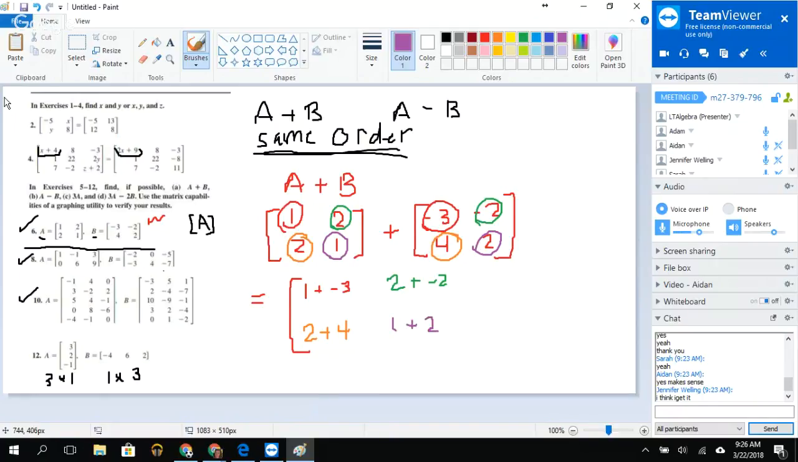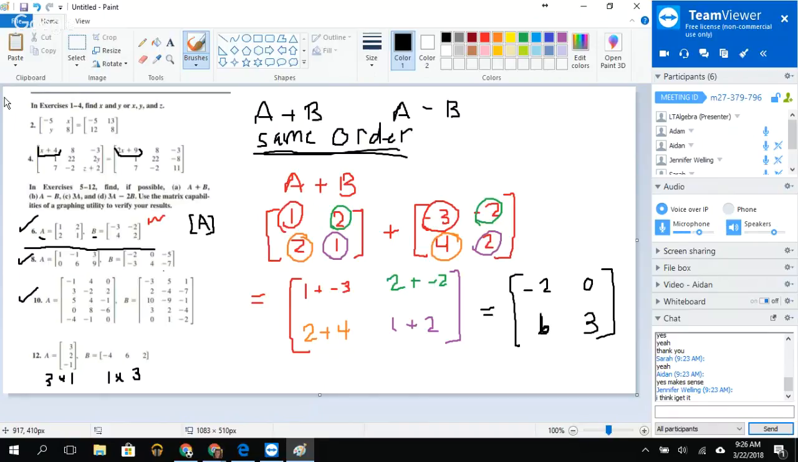Now, obviously, I'm being very intentional about every detail, but you don't have to write out the addition in there. So my first element would be 1 plus negative 3, which is negative 2. 2 plus negative 2 is 0. 2 plus 4 is 6. And 1 plus 2 is 3. And that's a 6, not a B. So you're really just going to add the two together.